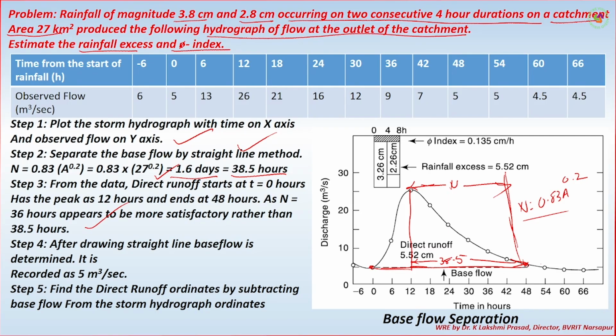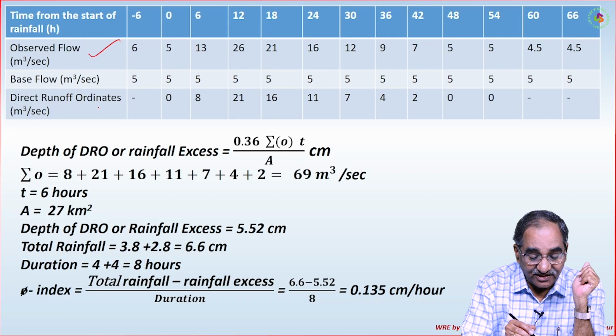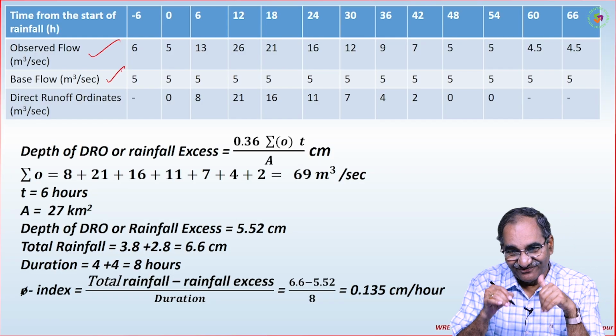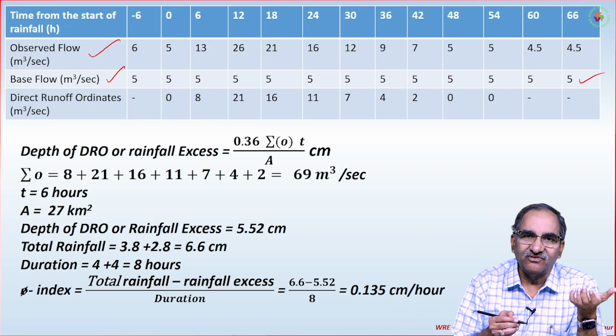After drawing a straight line, the base flow is recorded as 5 meter cube per second. After joining this portion, at any point if I check, it is 5 meter cube per second. So what should I do next? You see, this is the observed flow, the given data. This is the base flow which we got. The base flow is constant throughout, 5 meter cube per second.